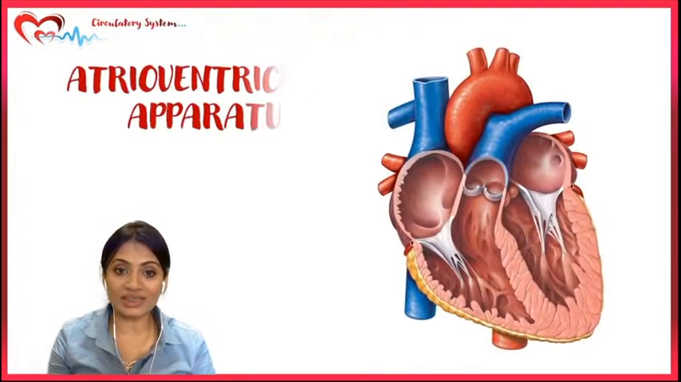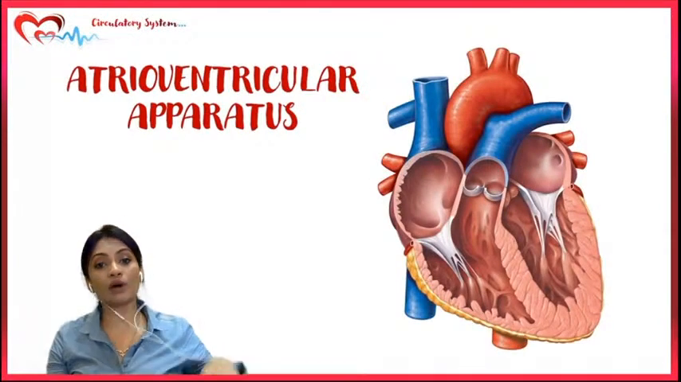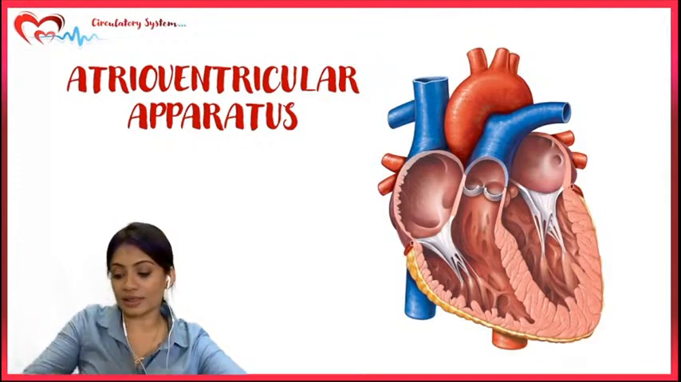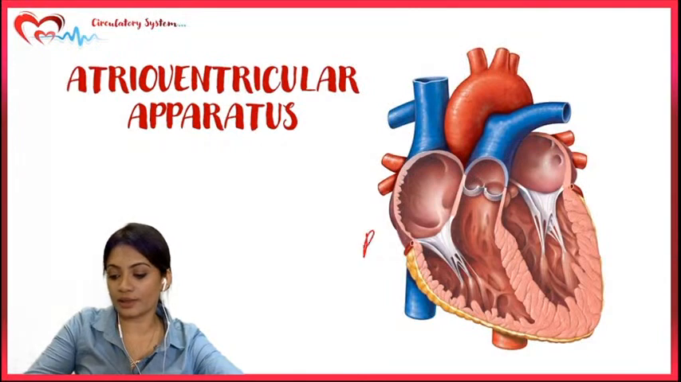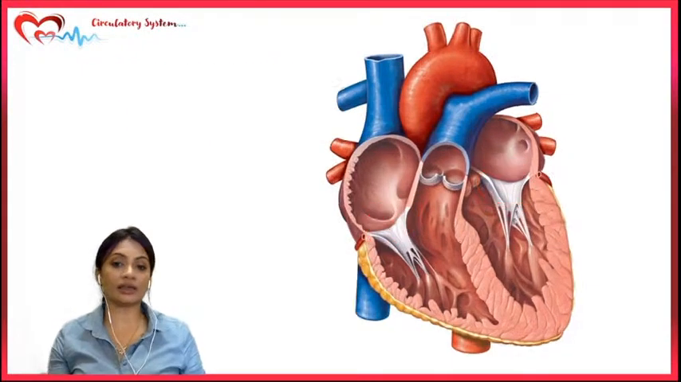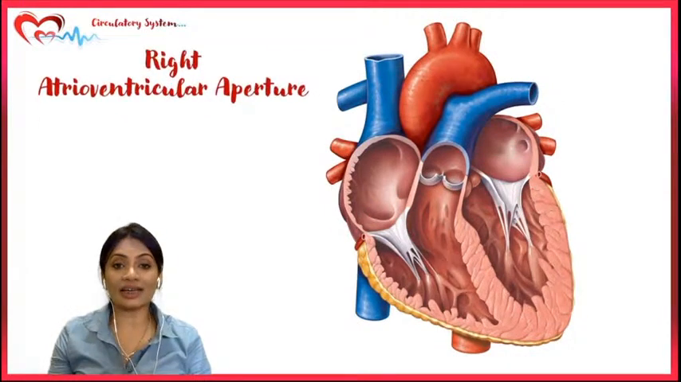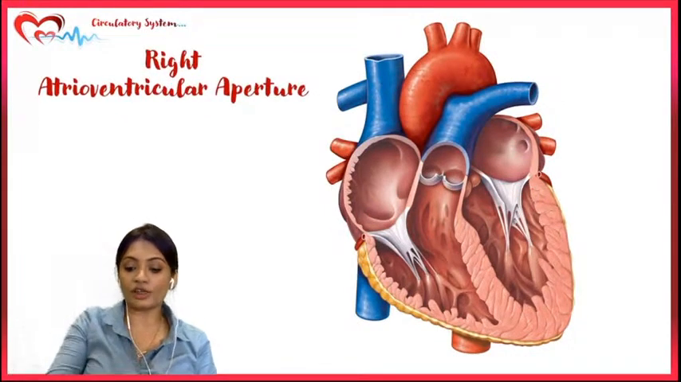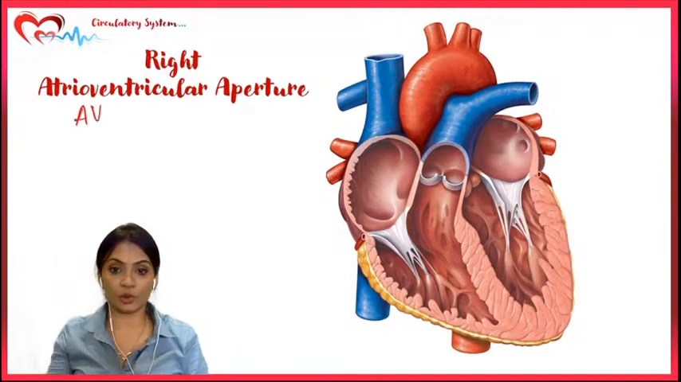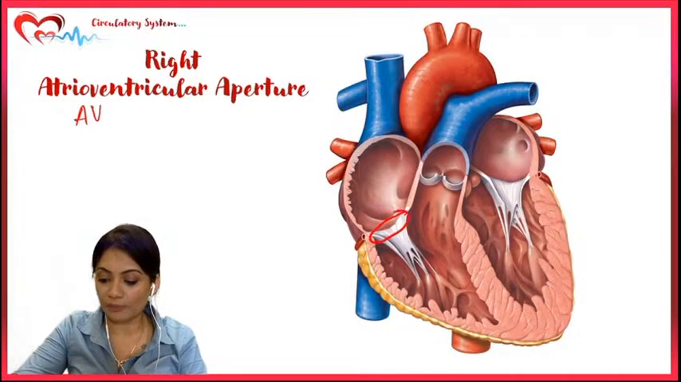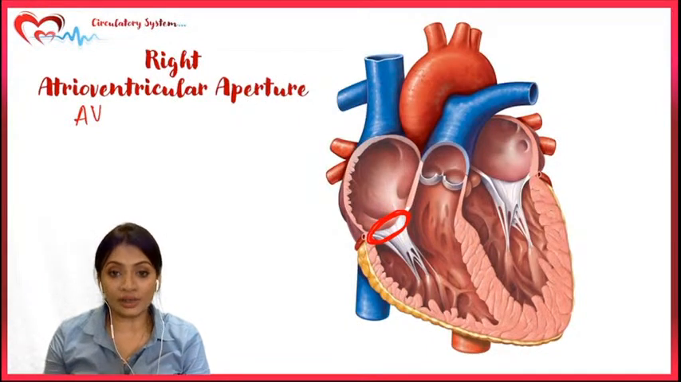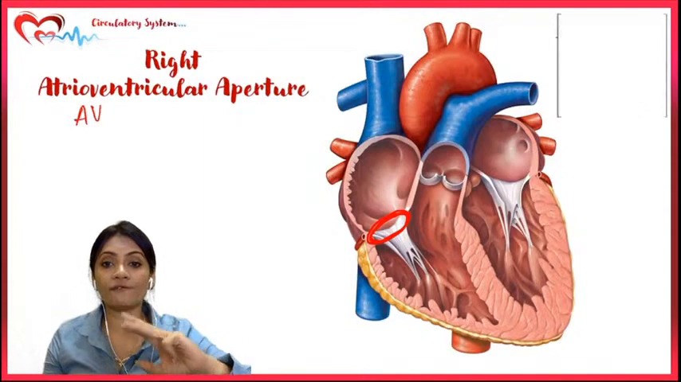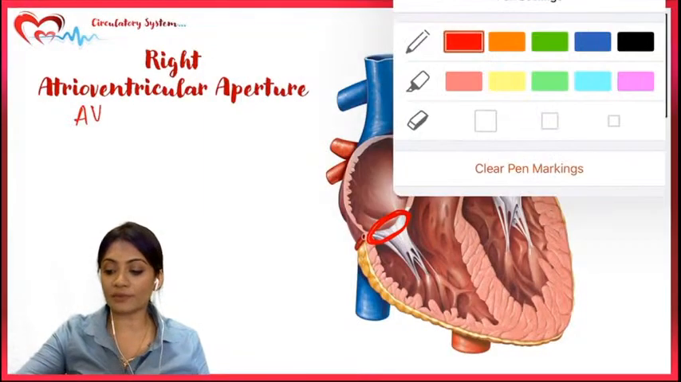Talking about this atrioventricular apparatus, there are two apparatus. The first one is over here on the right side, and then there is one on the left side. Let's take one at a time. Let us begin with the right atrioventricular aperture, or you may call it the right AV aperture. Now, taking a good look at this part over here, this whole region has three flaps. Can you see these flaps over here? Something like this.